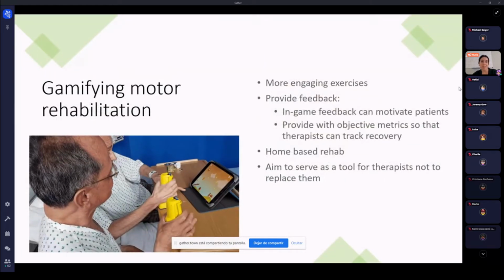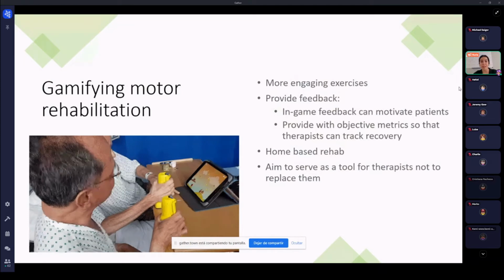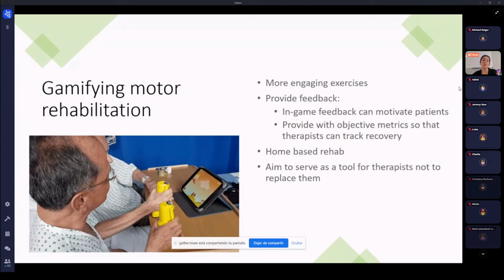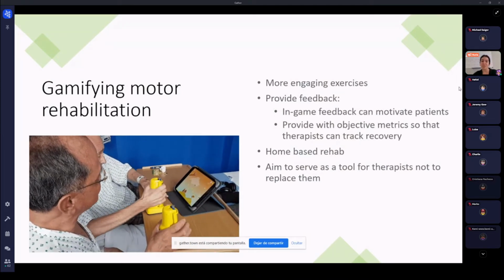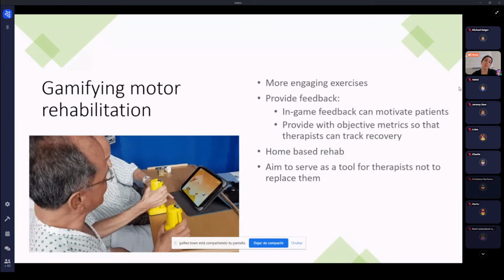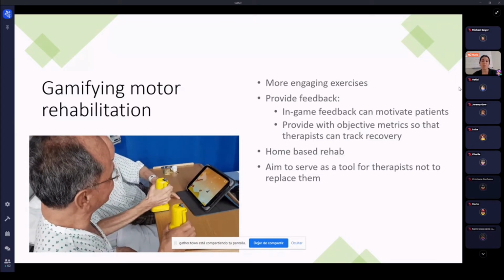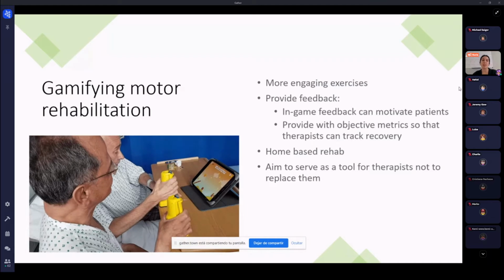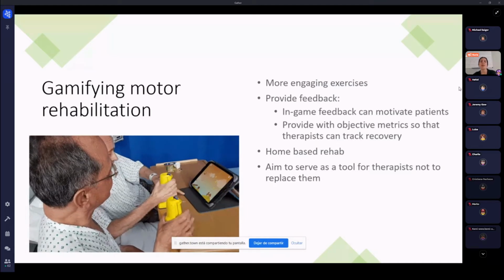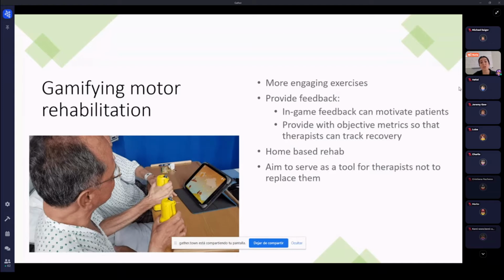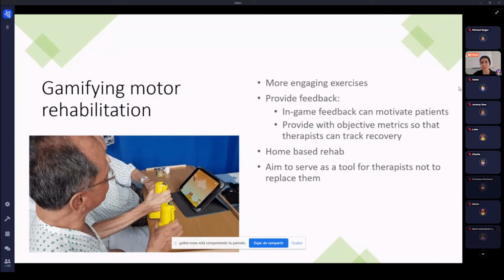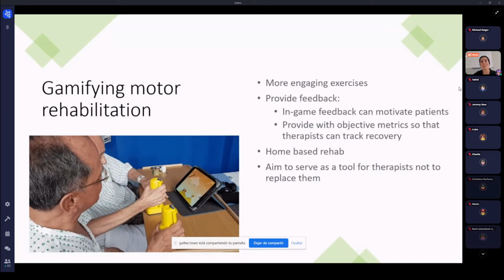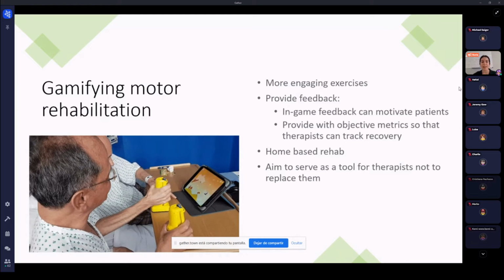So games have been used as a tool for motor rehab, as they can allow for more engaging training methods. With games, you can also provide feedback, both while the patients are playing in a rewarding manner, but also if you record some of the motions, you can obtain objective metrics that can be sent to the therapist such that they can track the recovery.